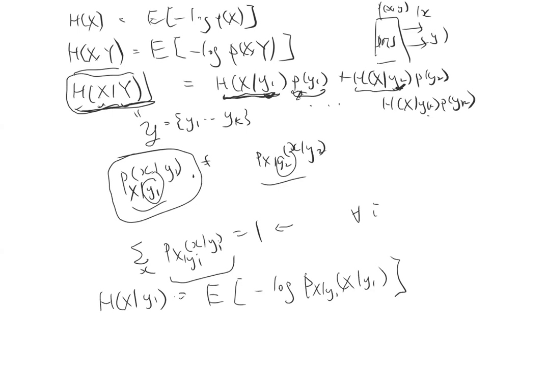Because you think of a conditional probability, conditioned on something, this thing, when you sum over x, is always equal to one, right?